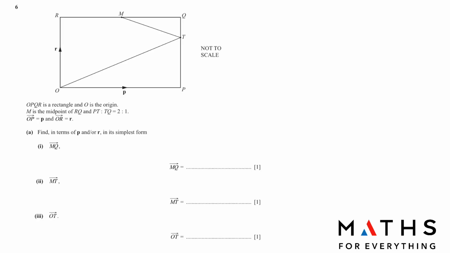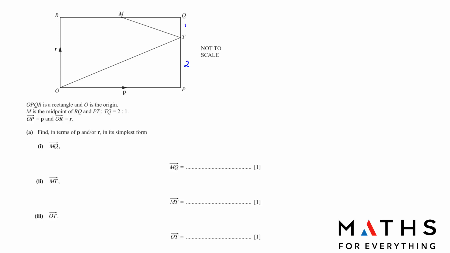Question number 6, this is a vector question. Let's read the question. OPQR, this is a rectangle. O is the origin. M is the midpoint of RQ. And PT and TQ ratio is 2:1. This is 2 and this is 1. What else is given? OP is P and OR is R.